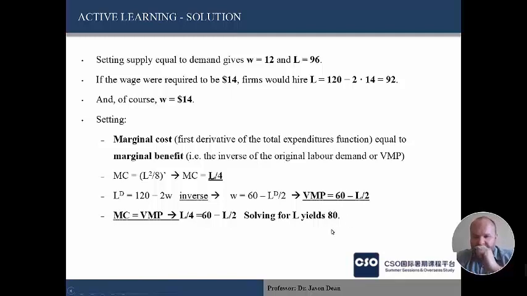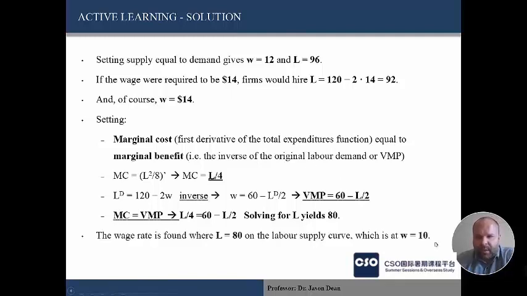Okay, so the amount of labor that the monopsonist would want to hire would only be 80. And that makes sense given what we were looking at before. We saw that the monopsonist would hire less labor and would actually pay a lower wage as well. The wage here would only be $10.